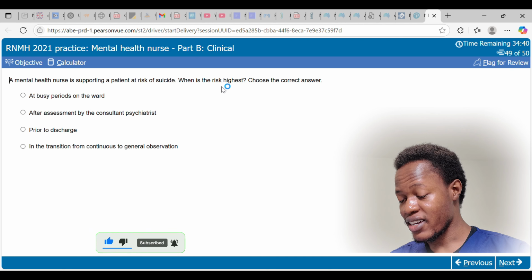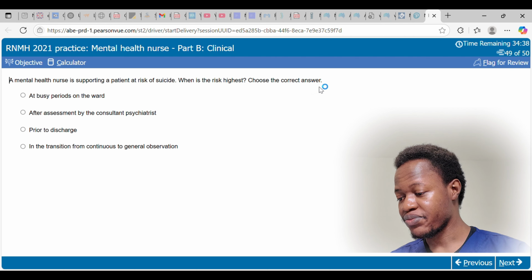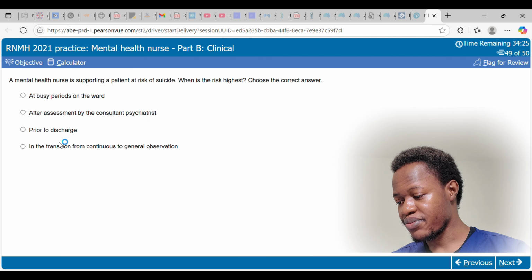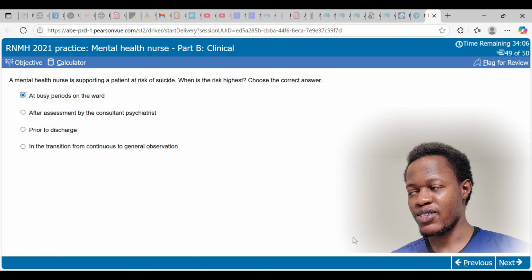Okay, next question says, a mental health nurse is supporting a patient at risk of suicide. When is the risk highest? Choose the correct answer. A, at busy periods on the ward. B, after assessment by the consultant psychiatrist. C, prior to discharge. D, in the transition from continuous to general observation. I think that should be busy periods on the ward because, you know, the nurse may lose sight of her or him and be busy with some other things.